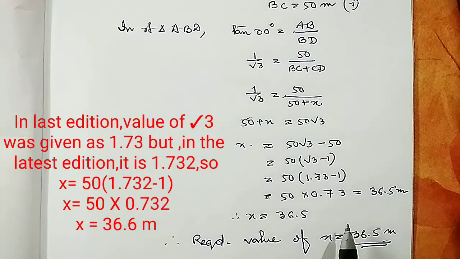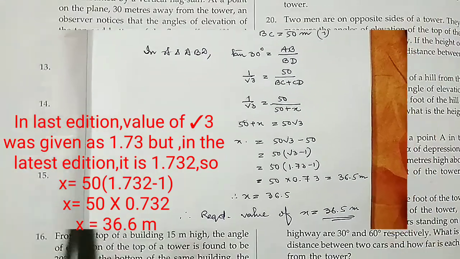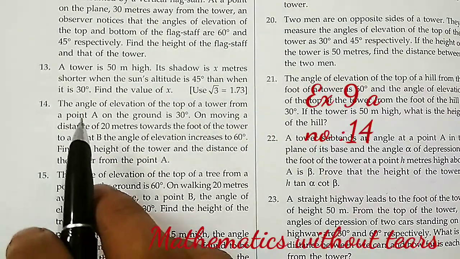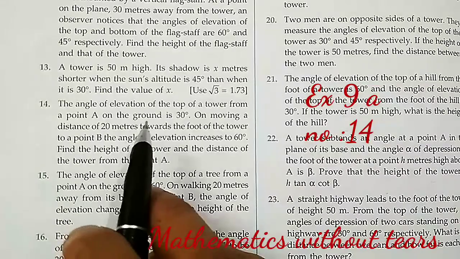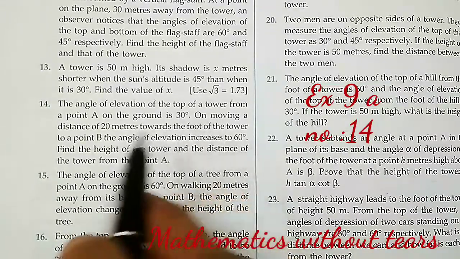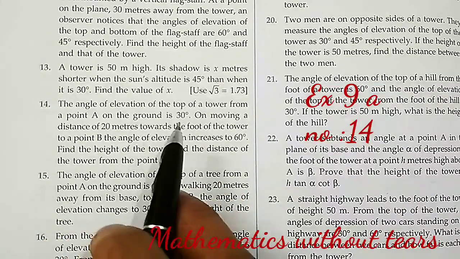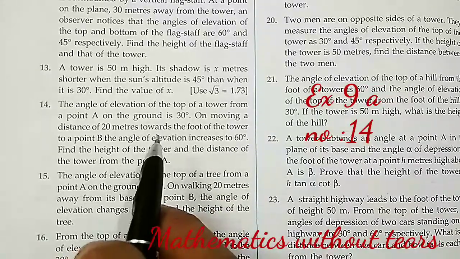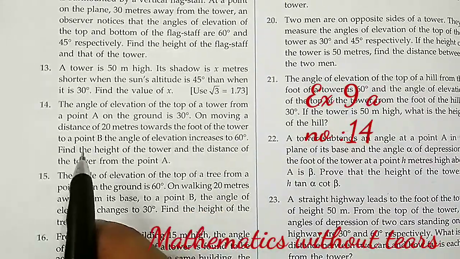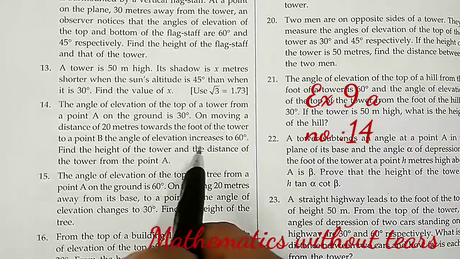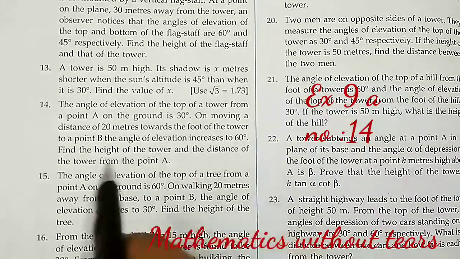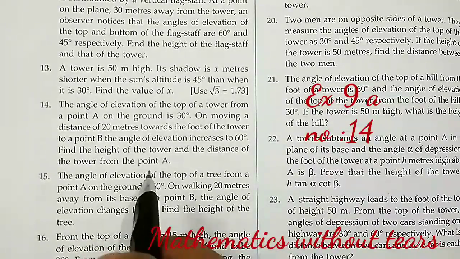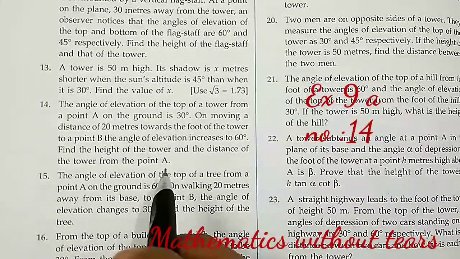Now I'll do the next one, that is question number 14. In question number 14, it is given that the angle of elevation of the top of a tower from a point A on the ground is 30 degree. On moving a distance of 20 meters towards the foot of the tower to a point B, the angle of elevation increases to 60 degree. Find the height of the tower and the distance of the tower from the point A. Let me now draw the figure.